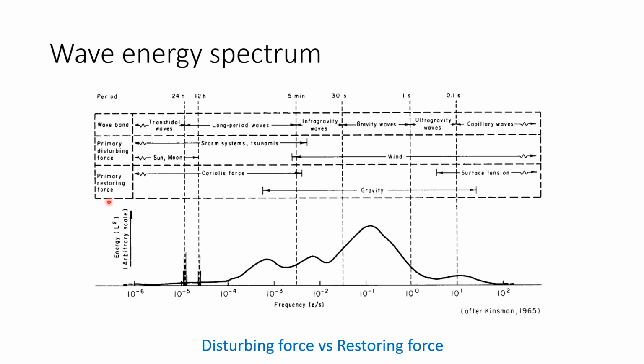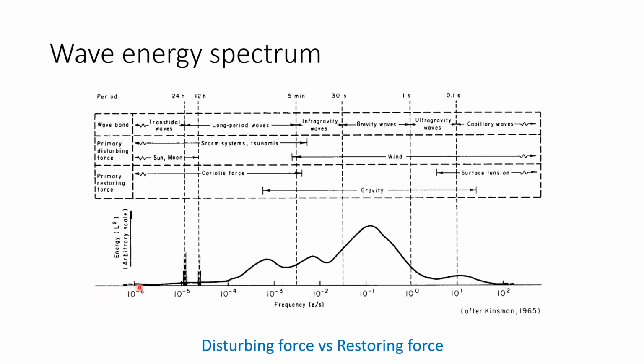But for a longer wave period, Coriolis force is the primary restoring force. Coriolis force is the force due to the rotation of the Earth that tends to bring the wave back down to its equilibrium position.